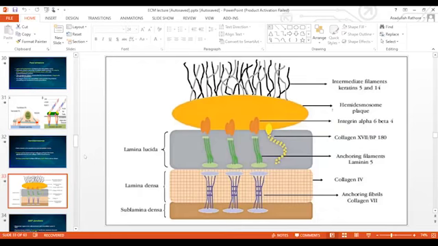If you focus on your book, figure 4.8 A and B, the image B will tell you how the three cell junction components are linked together and then how they are associated with the basal lamina of the extracellular matrix.